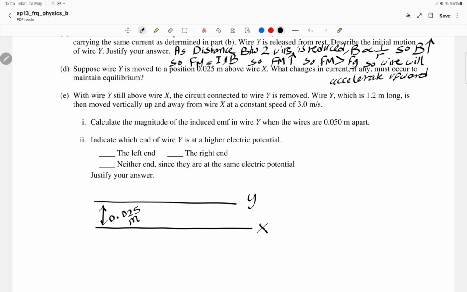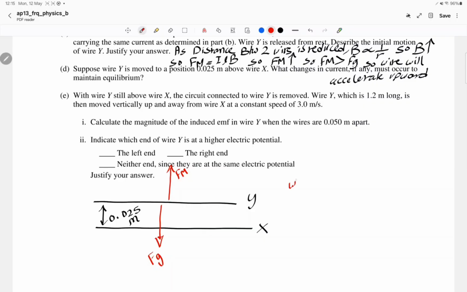0.025 meters. What changes in current, if any, must occur to maintain equilibrium? Well, look, wire Y is still feeling the gravitational force pulling it downward. And to maintain equilibrium, that means it has to be getting pushed up by the magnetic force. That means that wire X has to be repelling wire Y.